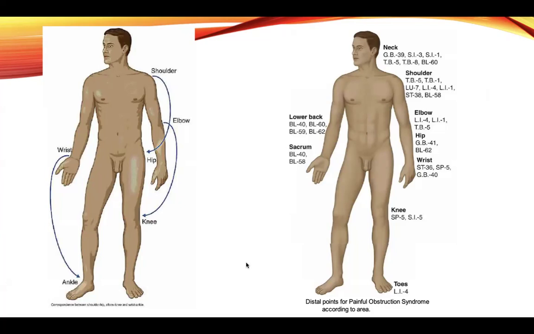For the elbow, LI4, 1, TB5. For the hip, GB41, and bladder 62. For the wrist, we have stomach 36, spleen 5, GB40. For the knee, we have spleen 5, SI5. And for the toes, we have LI4.